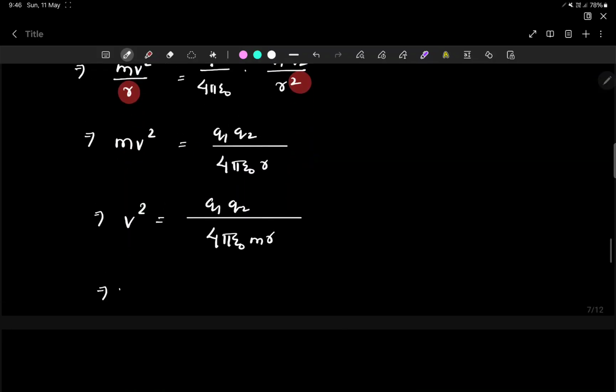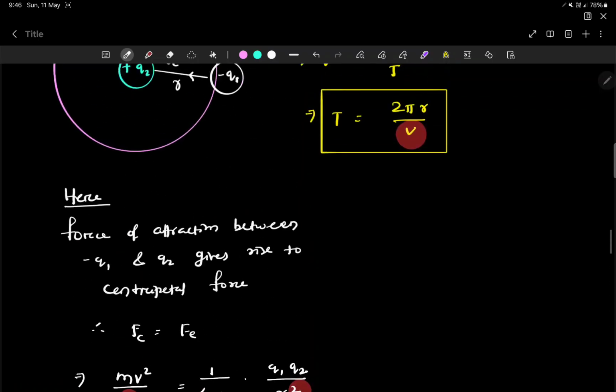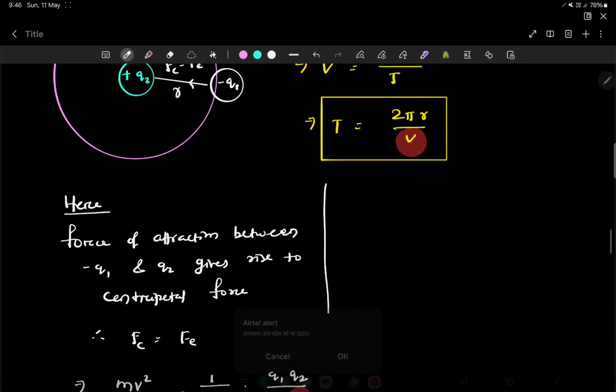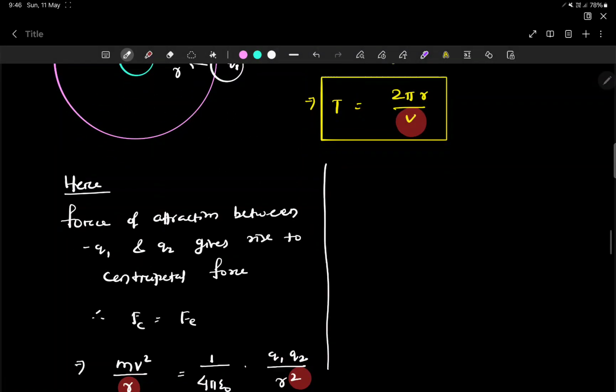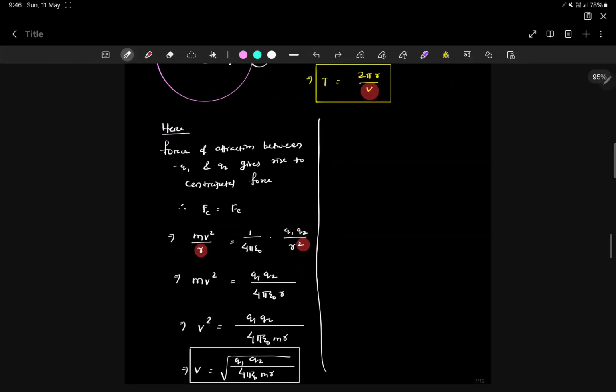So what is the value of v? v equals the whole root of q1 into q2 divided by 4 pi epsilon naught mr. This is the value of v. Now we put this value of v into the time period expression, keeping the left side as is and solving the right side.